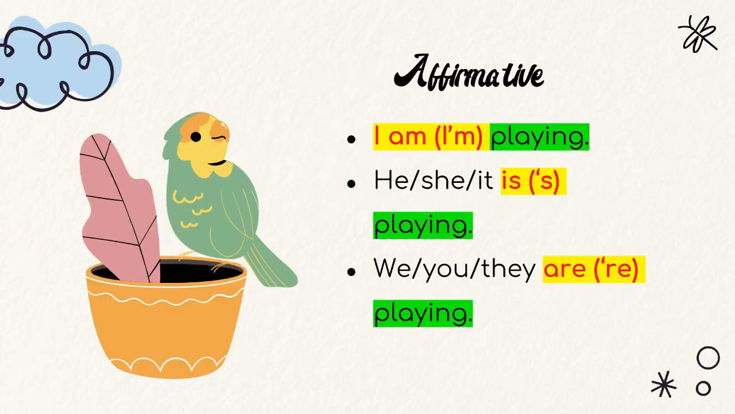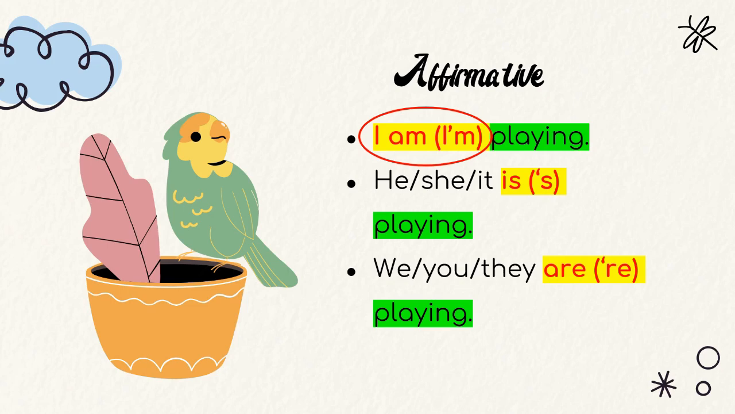So let's see the affirmative form. In this verb, the present tense will become, play becomes playing. So when you say affirmative, I am. I am here because you're talking about yourself, your own self. So I am playing. You affirm it. Affirm means you agree to it. You're saying yes to it.